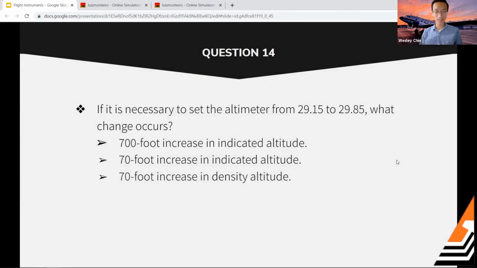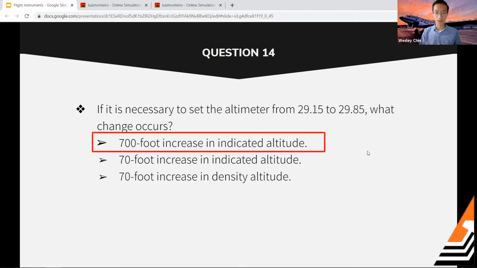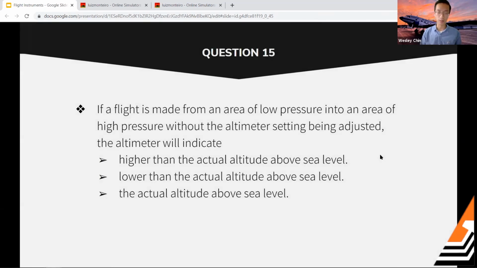All right, so let's see if anybody knows this one too. So let's say we have an altimeter, current setting is 2915, but we change that to 2985. What altitude change is going to occur there? 700-foot increase. All right, perfect, Sandra. Yeah, so it's going to be a 700-foot increase in indicated altitude. 0.1 is going to be equal to 100 feet. So if we go up 0.7, that'll be your 700-foot increase.